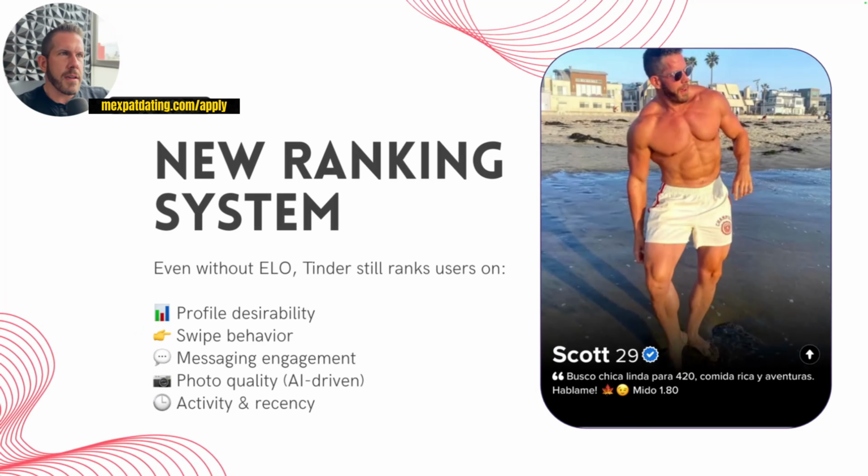Now, with the new ranking system, even without the ELO, Tinder still ranks users on, it basically comes down to profile desirability, swiping behavior, messaging engagement. So don't let your matches go to waste, guys. Get on top of them. Photo quality. And this is AI driven. This doesn't mean that your photos have to be AI. In fact, I normally recommend that you don't do that. Just do some basic touch-ups, contrast, sharpening, color grading, things of that nature. And you can do most of that within your native editing apps on your smartphone. And then activity and recency.